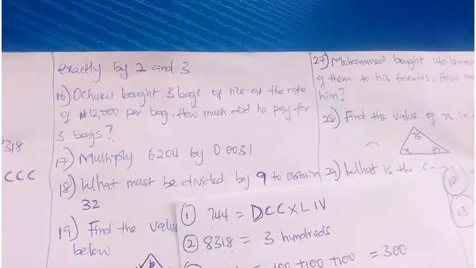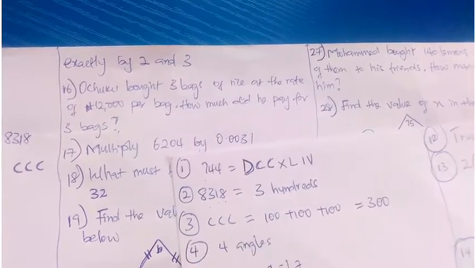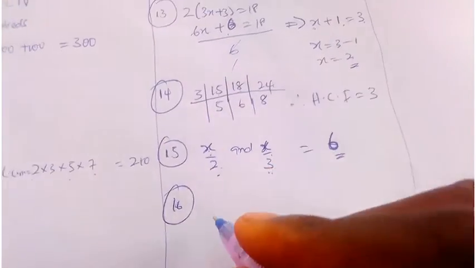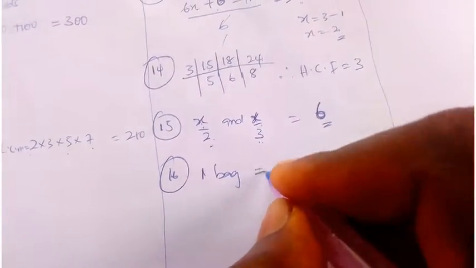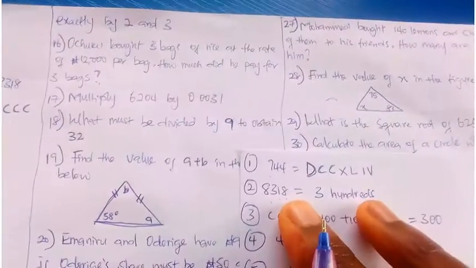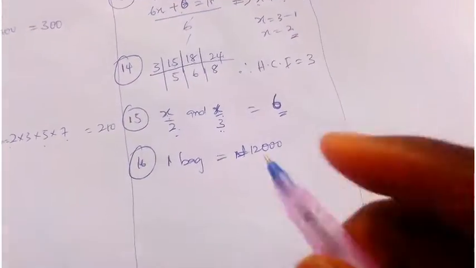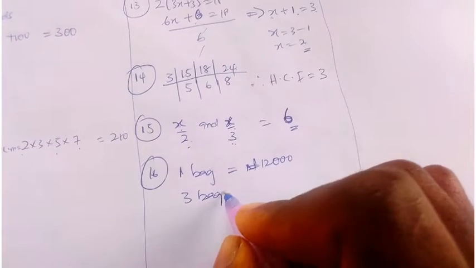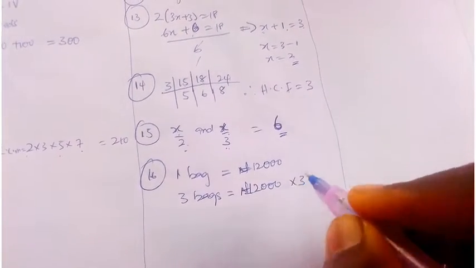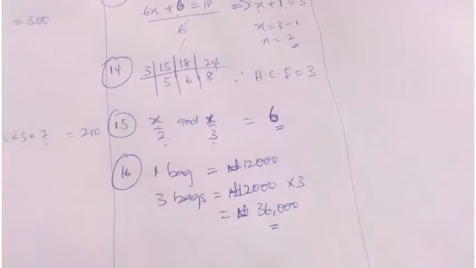Number 16 question. It says Ochuku bought 3 bags of rice at the rate of 12,000 per bag. So it means, by implication, 1 bag equals 12,000 naira. Let's now see the question. It says, how much did he pay for 3 bags? In that case, since 1 bag is 12,000, 3 bags becomes 12,000 naira times 3, which leaves me with 36,000 naira. That's my answer.